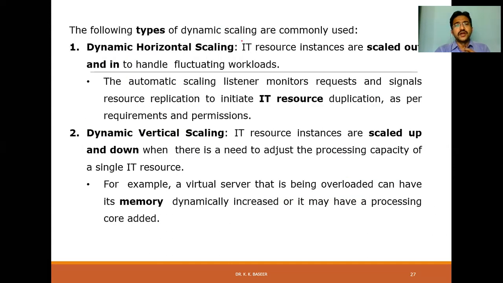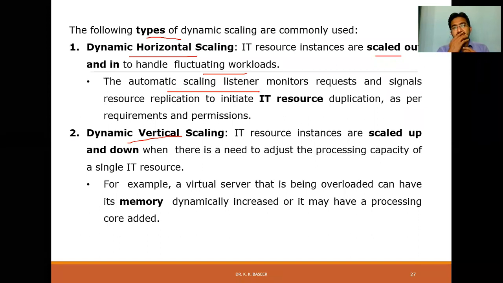Now, as I said, two types of dynamic scalability will be there. One is dynamic horizontal scaling and the other is dynamic vertical scaling. Let me discuss dynamic horizontal scaling. It is how IT resource instances scale out and scale in. So these two, scale in and scale out, can handle the fluctuating workloads. Now how it will be handled: by the automatic scaling listener.